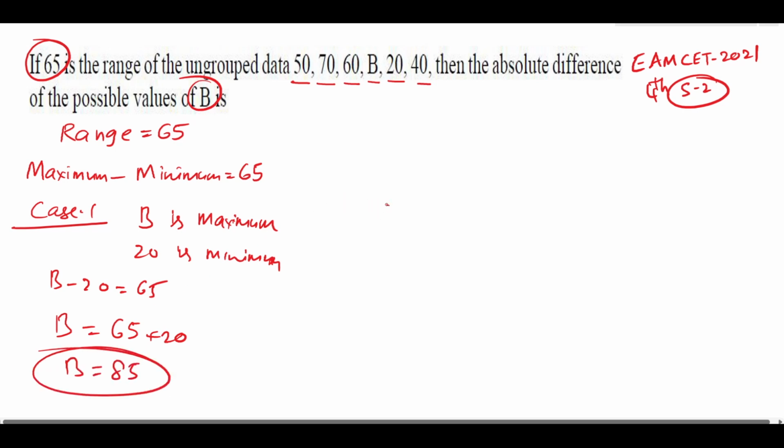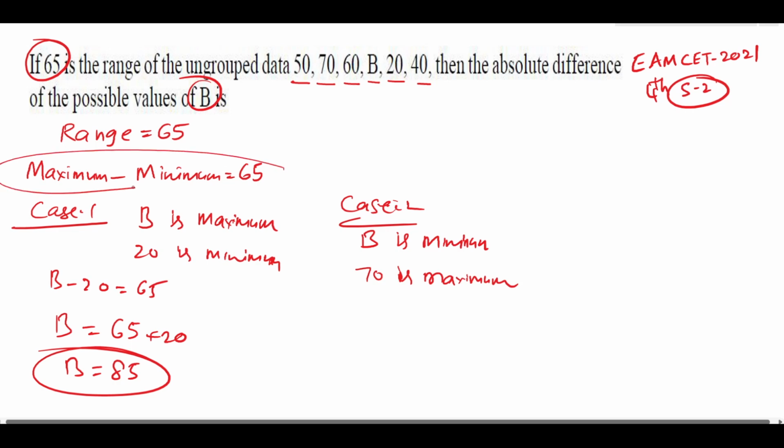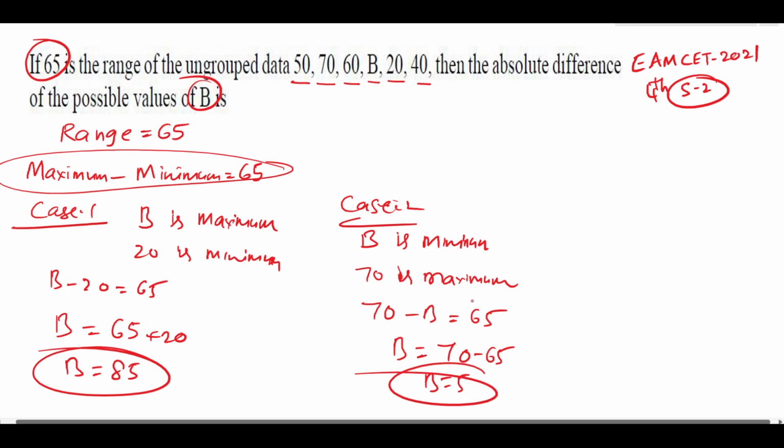And take case 2. B is minimum, and here 70 is maximum. So now substituting in this formula, range, that is maximum 70 minus B is equal to 65. From this, B is equal to 70 minus 65, B is equal to 5.